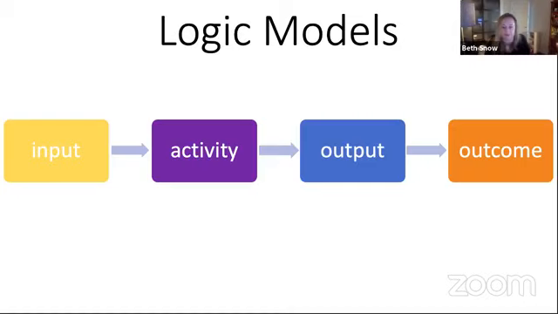So if you do a training workshop, the result of that is people are trained. And then the outcome is what happens beyond that. Once people are trained, maybe they know something they didn't know before. Maybe they have a new skill. Maybe they go on to apply that skill. And ultimately, they use that skill to do something good in the world.